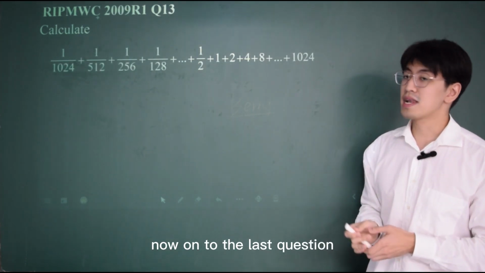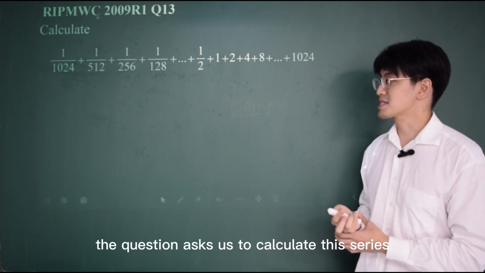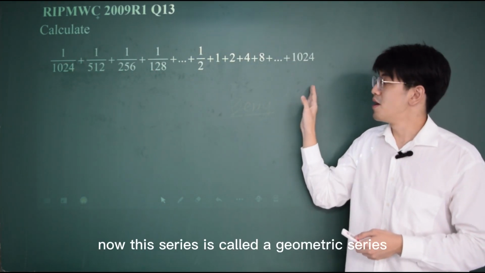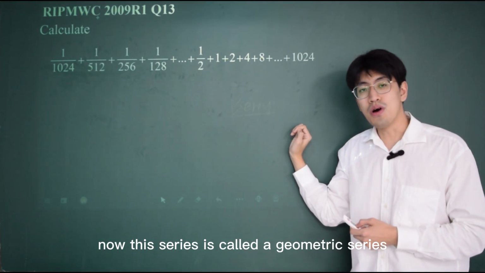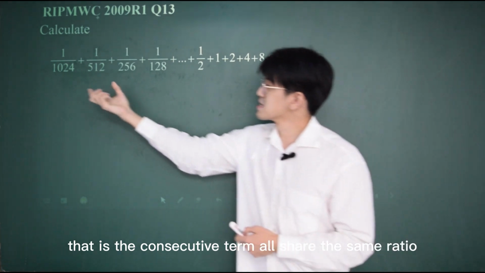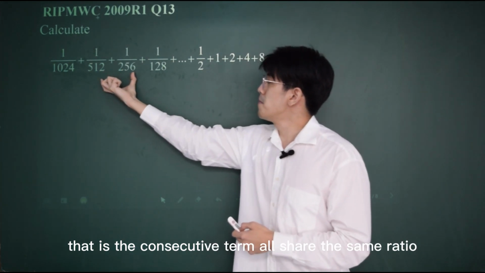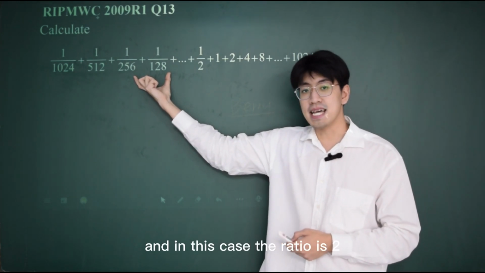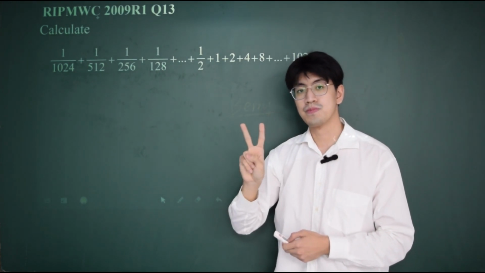Now, on to the last question. The question asks us to calculate this series. Now, this series is called a geometric series. That is, the consecutive terms all share the same ratio, and in this case, the ratio is 2.